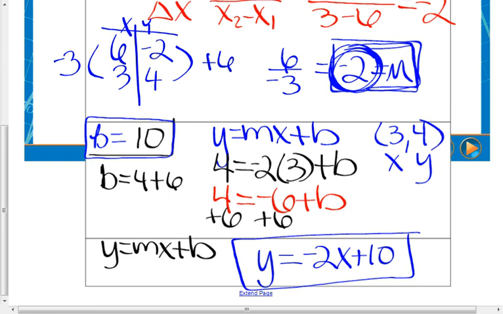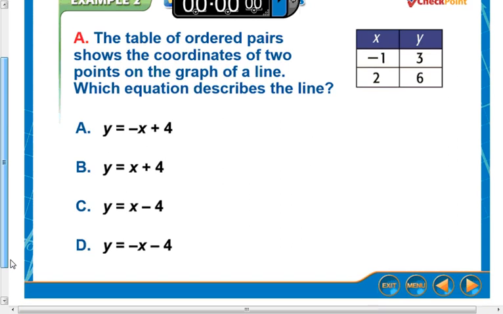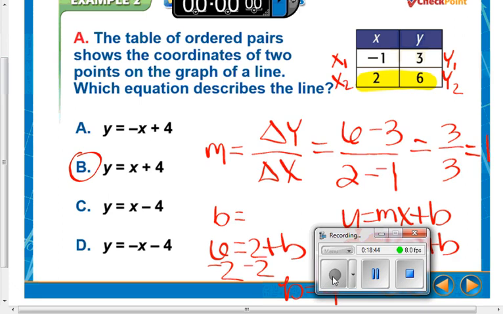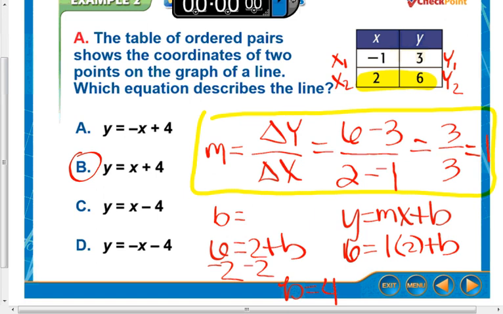Okay. See if we got a practice problem for you. We sure do. So this is the part where I want you to go ahead and work this out. Hit pause and come back for the answer. Okay. Ladies and gentlemen, the answer is B. The first thing I did is I solved for M. Okay. So right here is where I solved for M. Labeled my points, plugged it in. Then once I know what my slope is, I take one point and I solve for B. And the point that I chose was 2, 6.